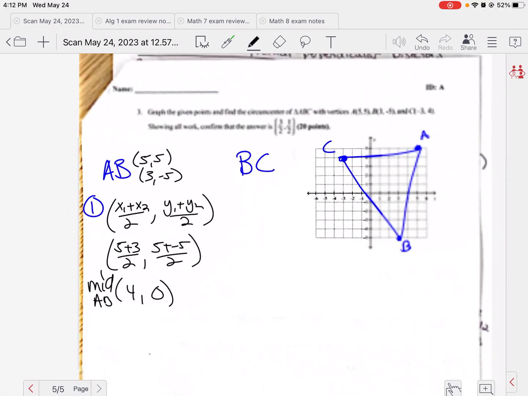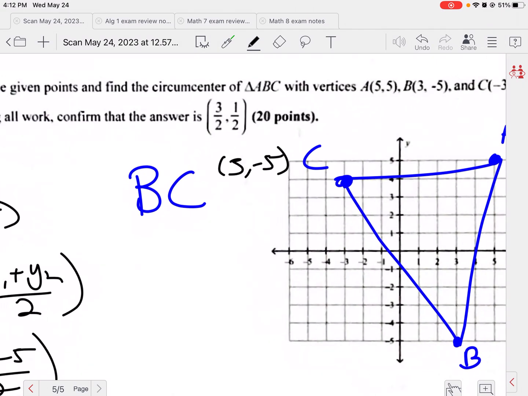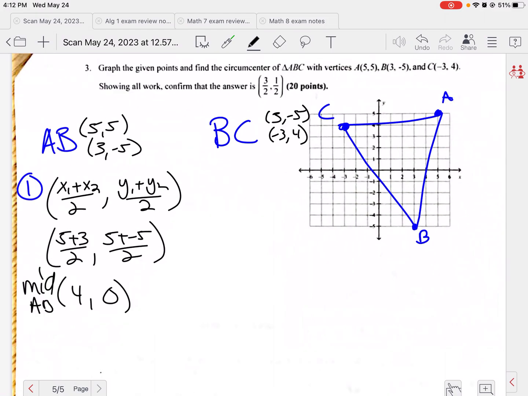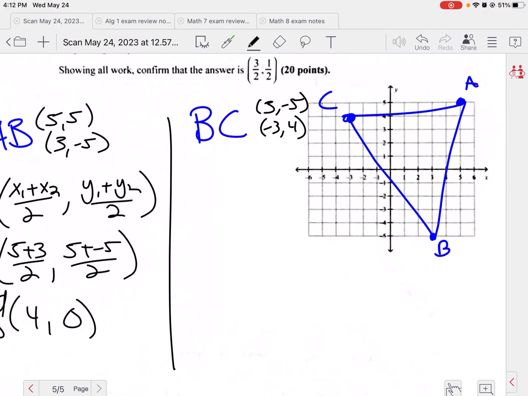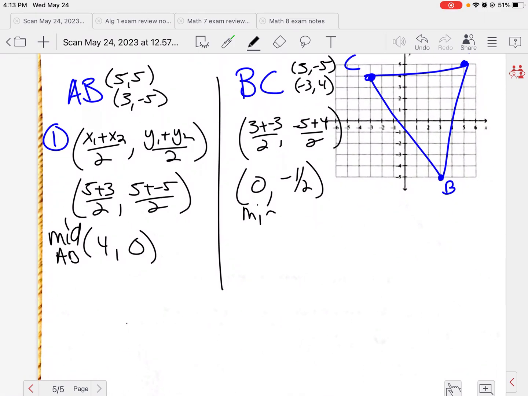Okay, let's go find the midpoint of BC while we're at it here. So we have (3, -5), and we have (-3, 4). Midpoint, again, we're going to add those x's. So we're going to have 3 plus -3 divided by 2, and -5 plus 4 divided by 2. So we're going to have 0 divided by 2, which is just 0. And -5 plus 4 is -1, divided by 2 is just -1/2. If it's a fraction answer, that's totally fine. So this is the midpoint of BC.